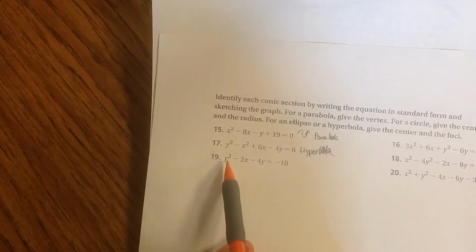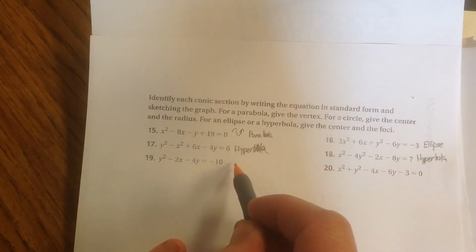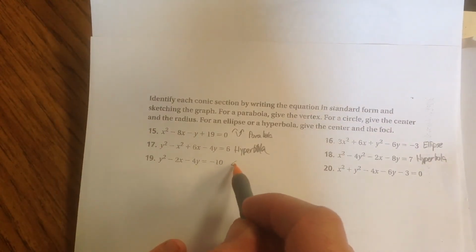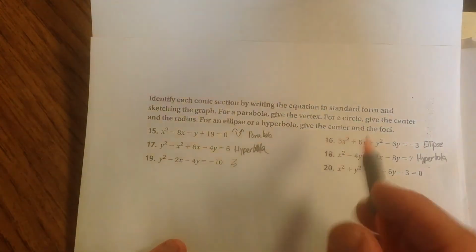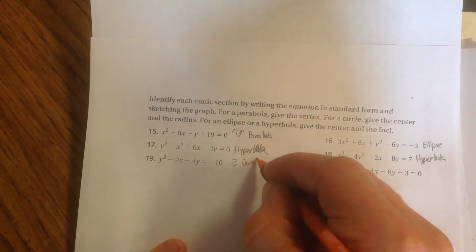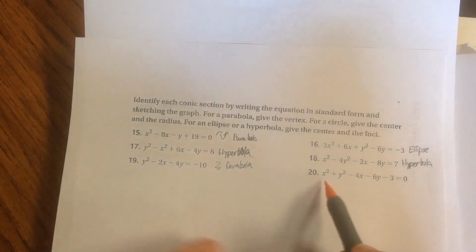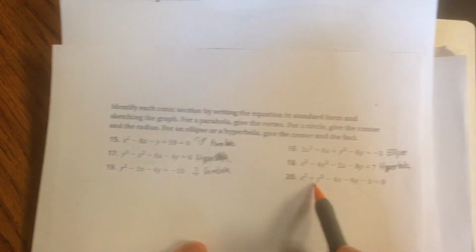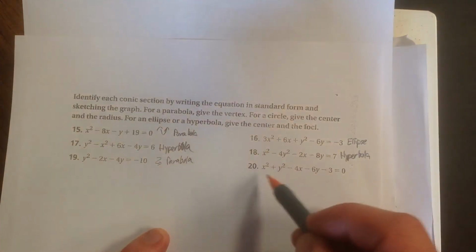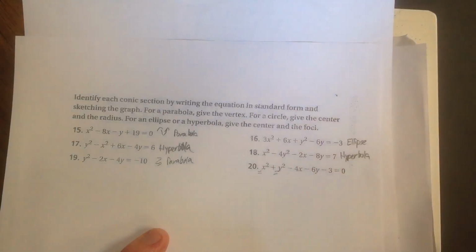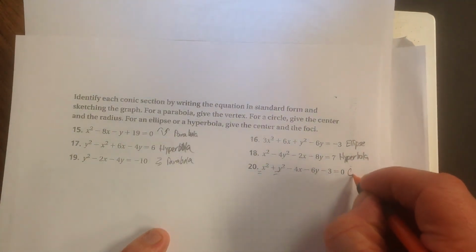Here I only have a y squared, no x squared. This is going to be a left-right parabola. And here I have x squared and y squared. They're separated by a plus sign, but they have the same leading coefficient. X squared, y squared with the same leading coefficient will be a circle.